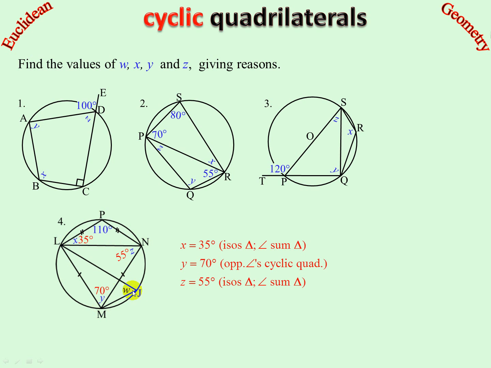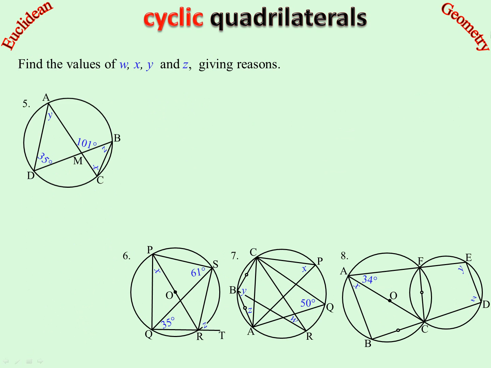And we have, may I dare to be naughty and say a bow tie? There we are. We have the angles in the same segment. So therefore, the tips of the bow tie are equal, so w equals 55, and it's angles in the same segment. Number 5.